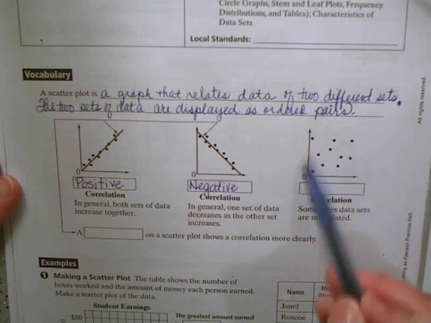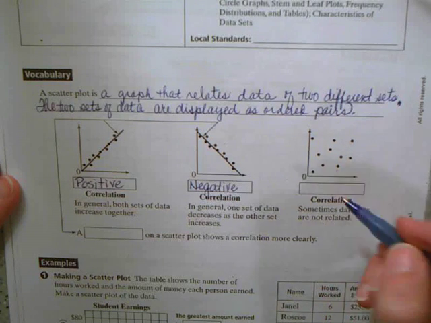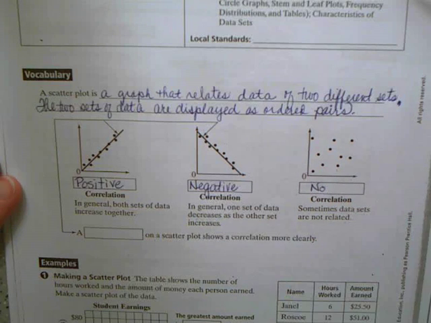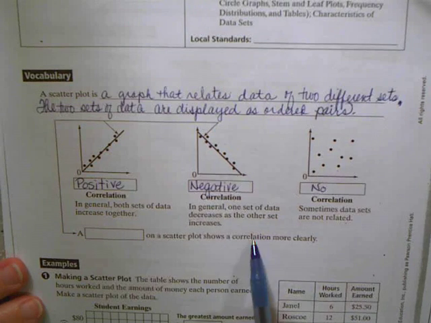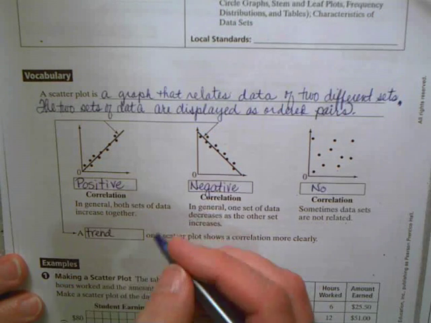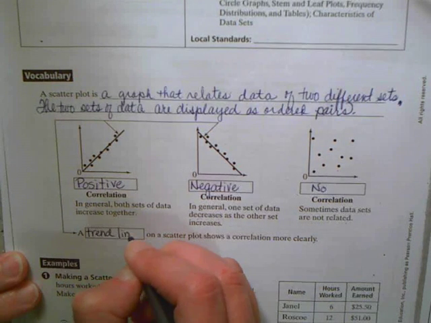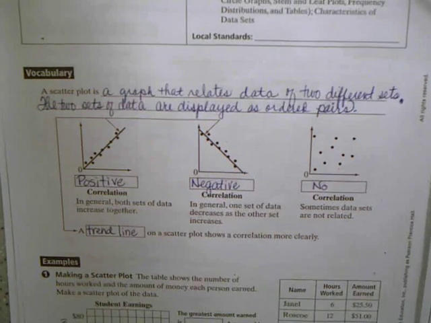And finally, when this is pretty random, sometimes data sets are not related. This would be no correlation. Okay, there's nothing really that's trending together. That's what a trend line is, to sort of tell you how things are falling together. All right, so a trend line on a scatter plot shows correlation more clearly. So oftentimes we will draw a trend line so that we can more visually identify the type of trend that exists, if any, in a set of data.